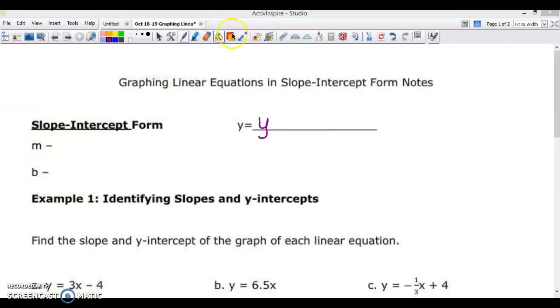Graphing linear equations in slope-intercept form. We've talked about this on several occasions, and we talked about that slope-intercept form is y equals mx plus b, where m is defined as the slope and b is defined as the y-intercept.